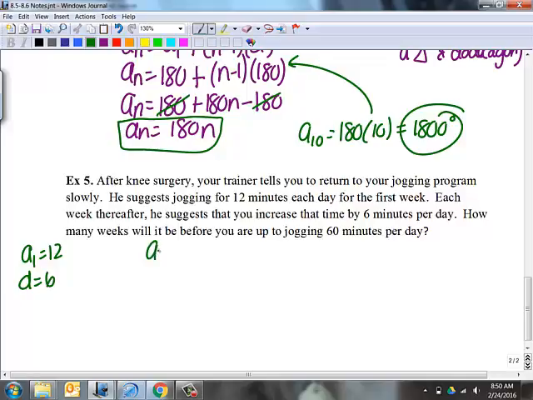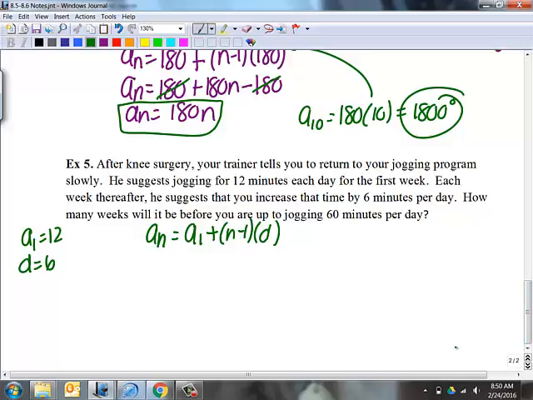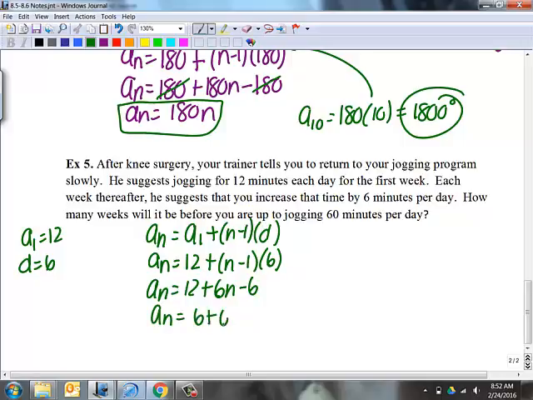So we have AN equals A1 plus N minus 1 times D. I want you guys to practice writing the rule. Plug in A1 and plug in D and see if you can solve it all the way down so it's simplified. So you have AN equals 12 plus N minus 1 times 6. Then distribute the 6, so AN would be 12 plus 6N minus 6. Then combine like terms, so AN would be 6 plus 6N. So there's your rule.